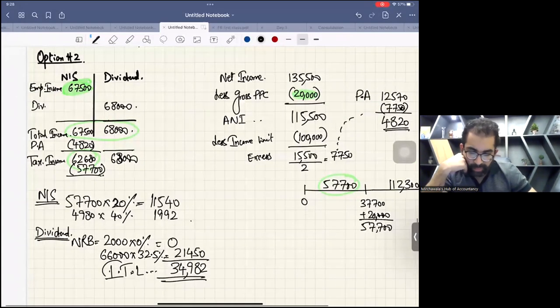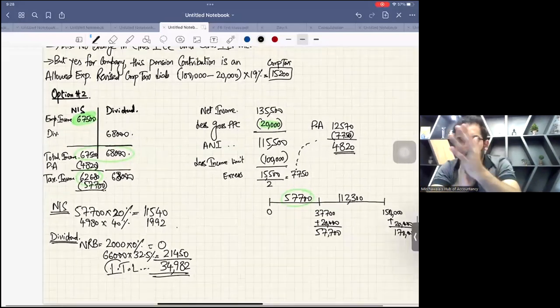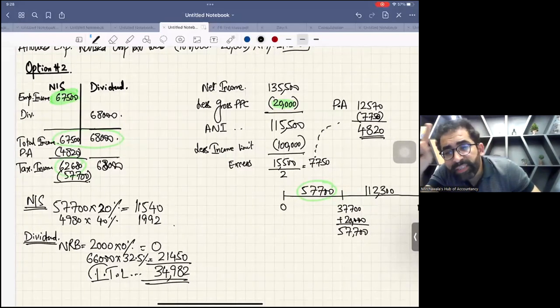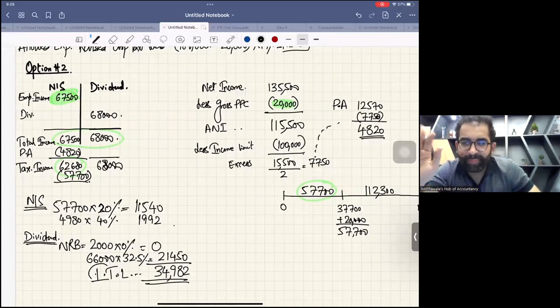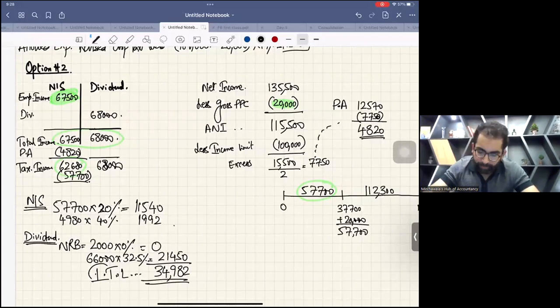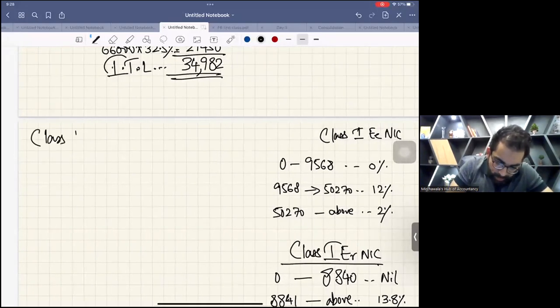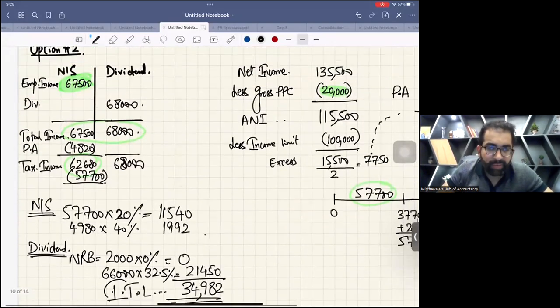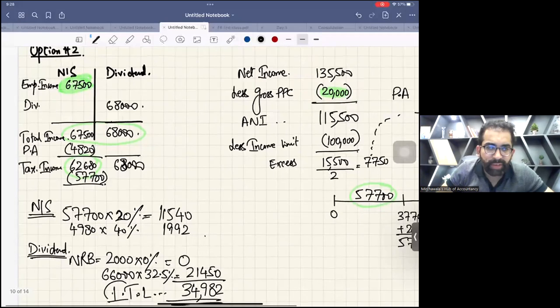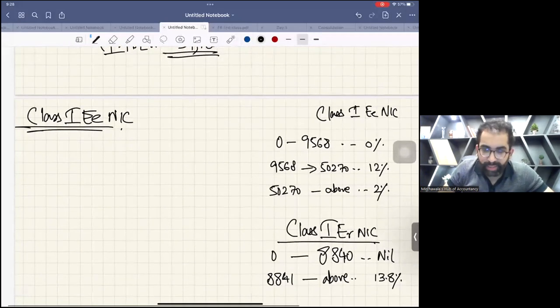Now listen. As Jamila is receiving more salary now, definitely you have to calculate class 1 employee NIC and class 1 employer NIC again with the revised number, okay? Now, class 1 employee NIC, you guys have to help me. Listen, your salary is 67,500. So these are the rates.